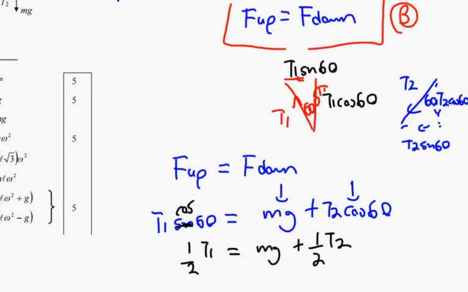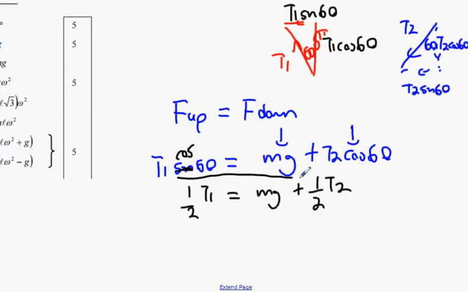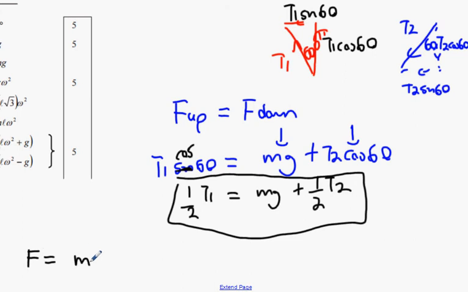Okay, cool. So that's one equation. What's my second equation we were talking about earlier? That's forces up equals forces down. What's the other one? F equals m r omega squared.